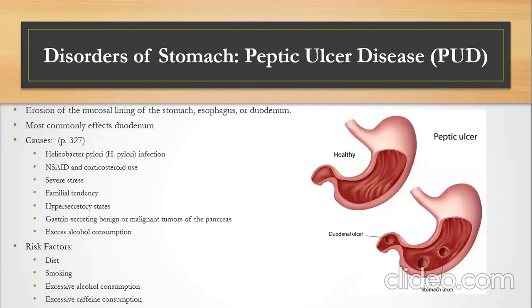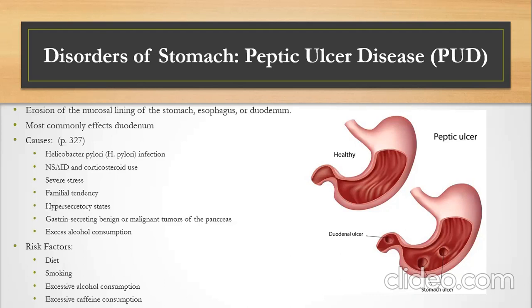Chronic gastritis basically is going to lead to peptic ulcer disease. It's going to cause erosion of the mucosal lining of the stomach. It can affect the esophagus or the duodenum, okay? So any of those areas. So GERD can lead to peptic ulcers in the esophagus. Any of these gastritis issues we just talked about can lead to peptic ulcer disease.